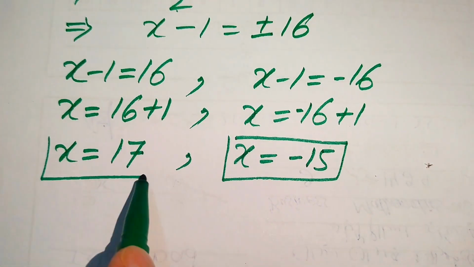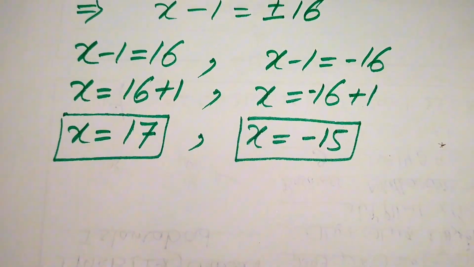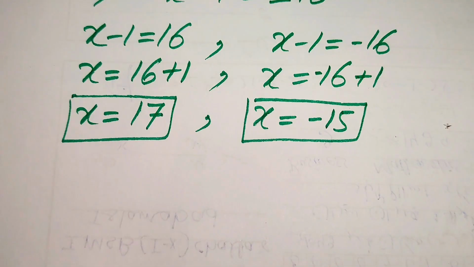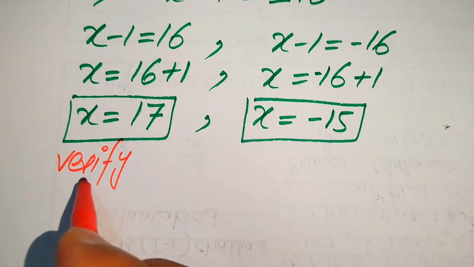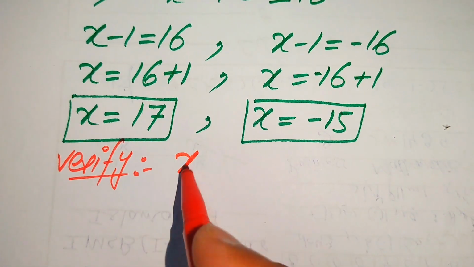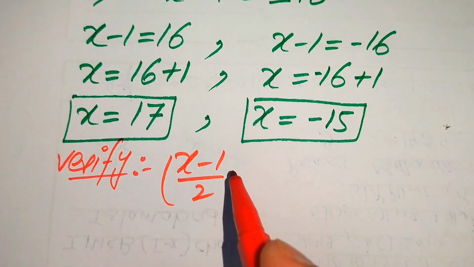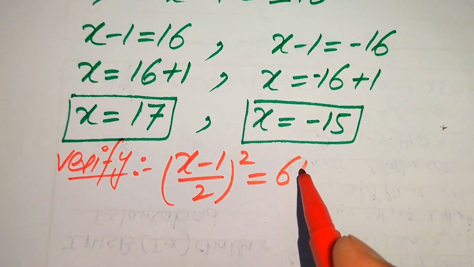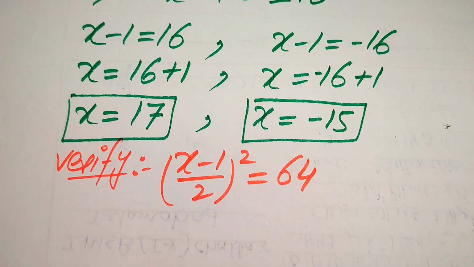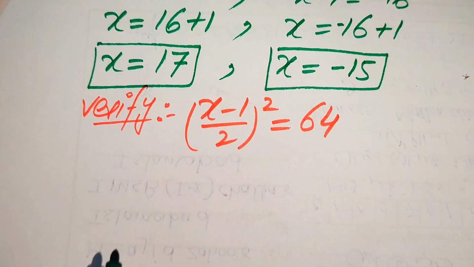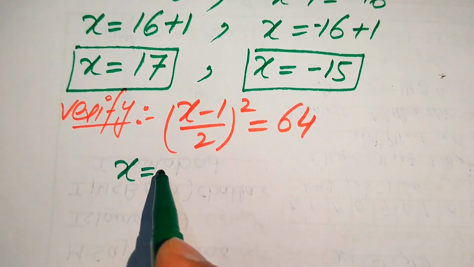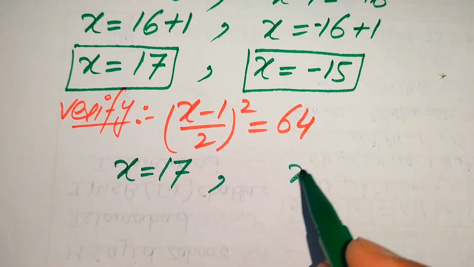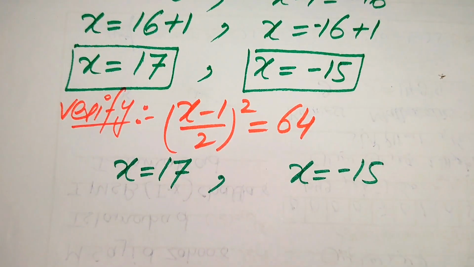So from the first method we get two roots of the given equation, and further we will check whether both of these roots are solutions or extraneous roots. For verification of the roots, we need to copy down the given question statement: ((x minus 1) over 2) whole squared equals 64. Now we need to put both of the above values of x into the left hand side of this equation. So here we put x is equal to 17, and here we substitute x is equal to minus 15.